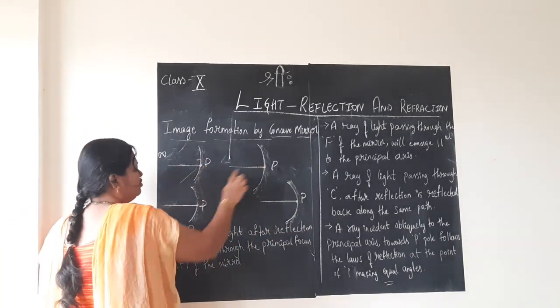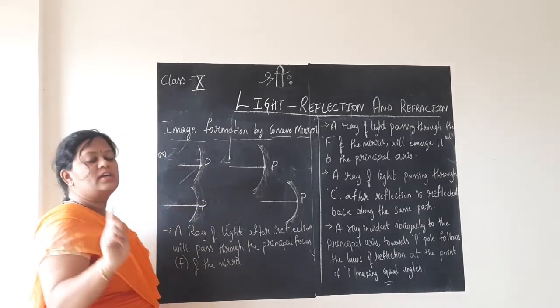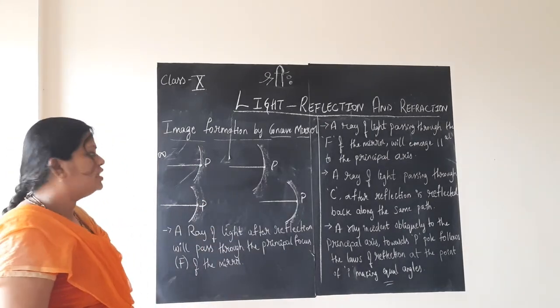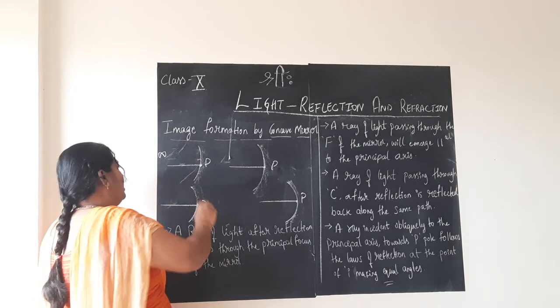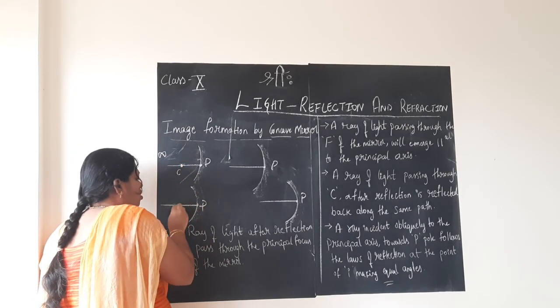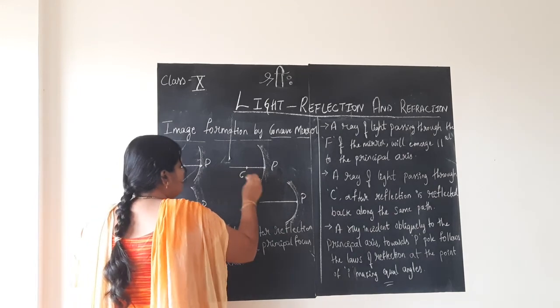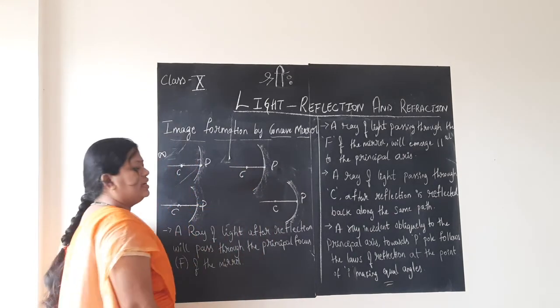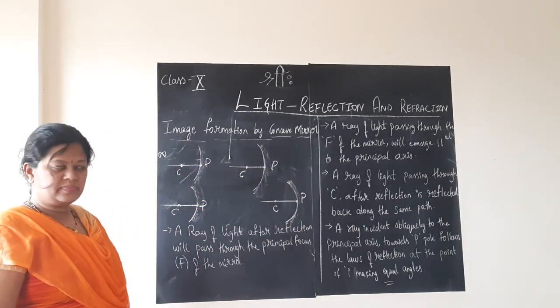So the center of the mirror is called the pole. It is represented by capital letter P. Next, the center of the sphere is called the center of curvature, represented by capital letter C.